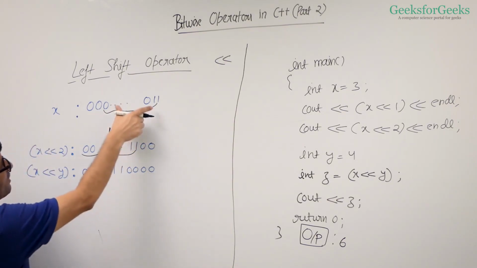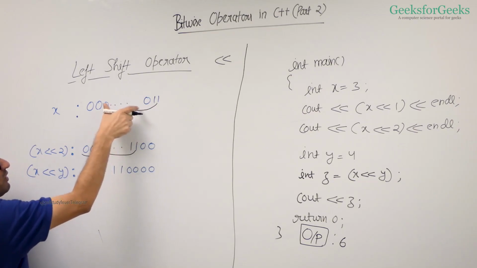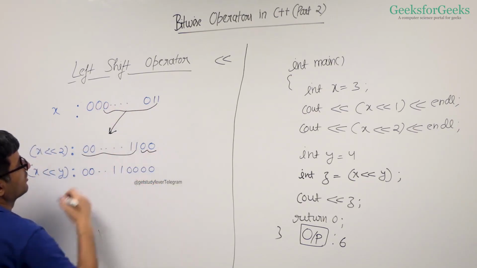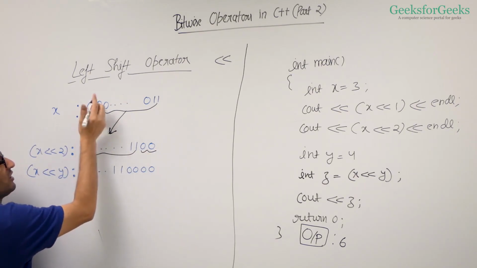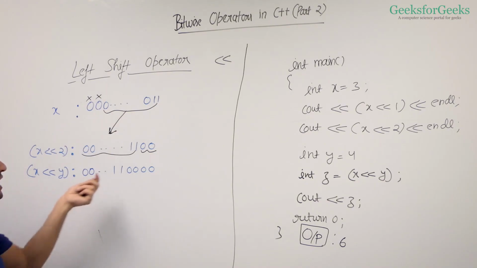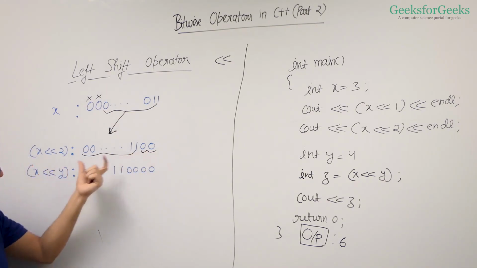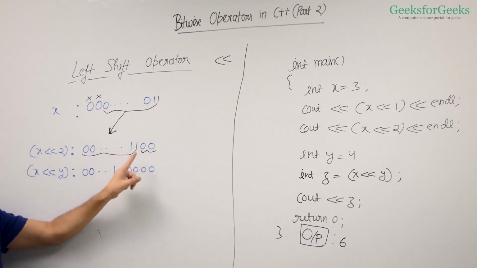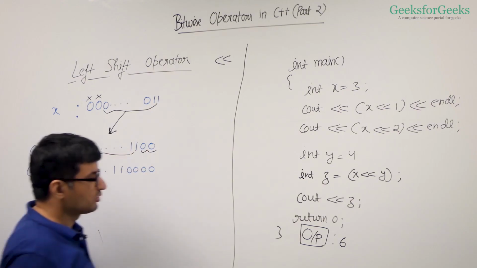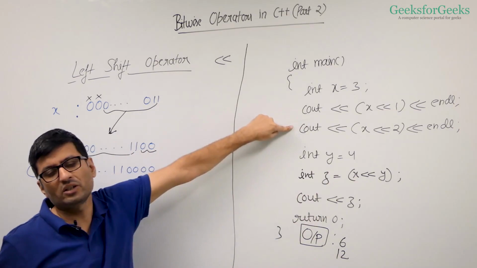When you shift this number by 2, these last 30 bits are moved back, and you add new trailing zeros. Whatever values these bits have, they are simply ignored and removed. And 2 new bits are added at the end. So what is the decimal equivalent of this number? It's 1, 2, 4, 8. 8 plus 4, 12. So the next output is 12, the result of shifting by 2.